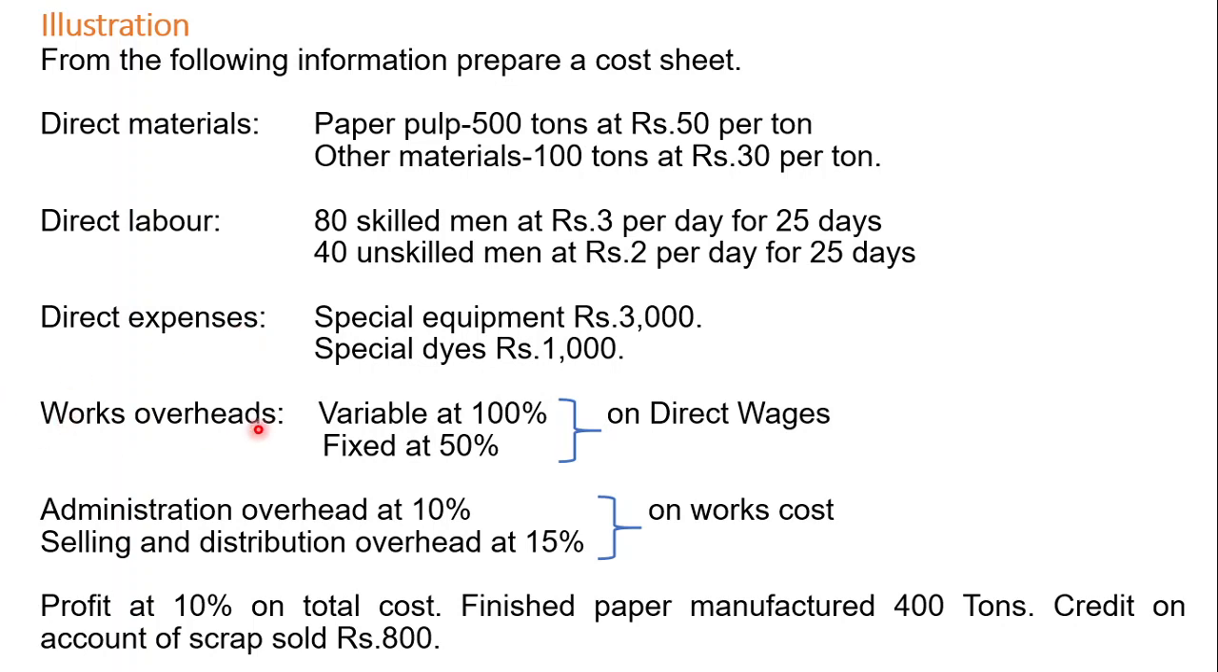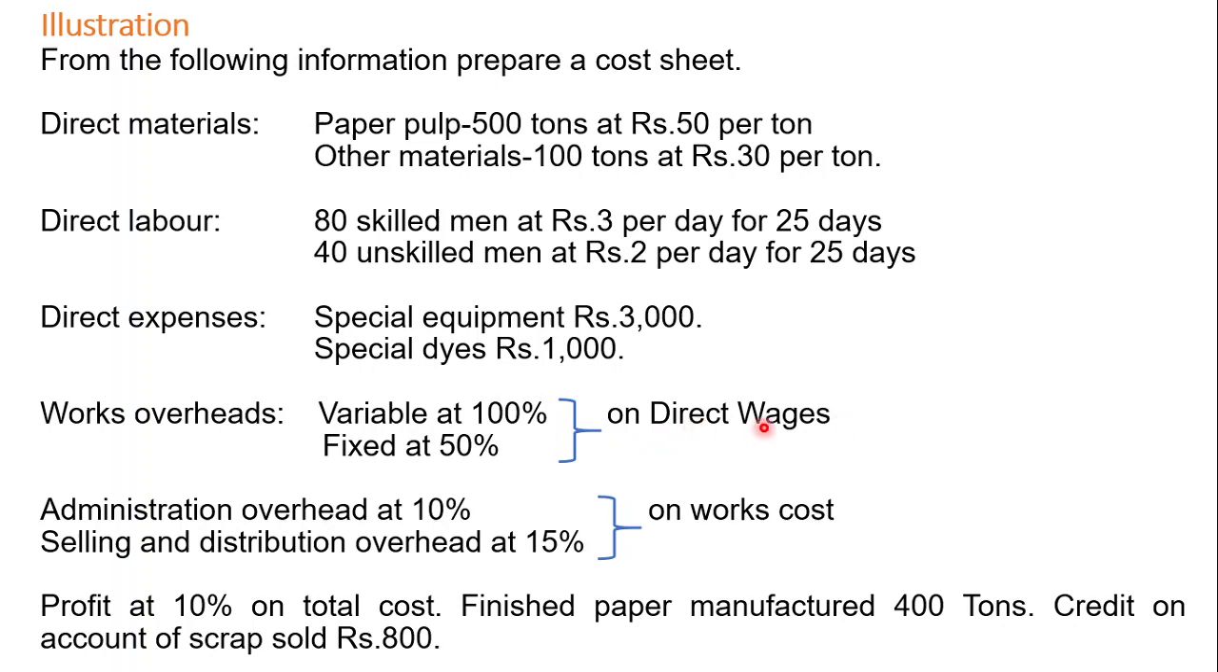Regarding works overhead, that is factory overheads, there are two types of expenses that may be incurred in factory overheads. One is variable expenses. The other type is fixed expenses. So variable is to be calculated at 100% on direct wages. Whatever the calculation of direct labor, that is direct wages, the amount we derive out of direct wages will support us in order to ascertain the amount of works overhead. So that's why there is a link between direct wages and the works overheads. So variable at the rate of 100% on direct wages.